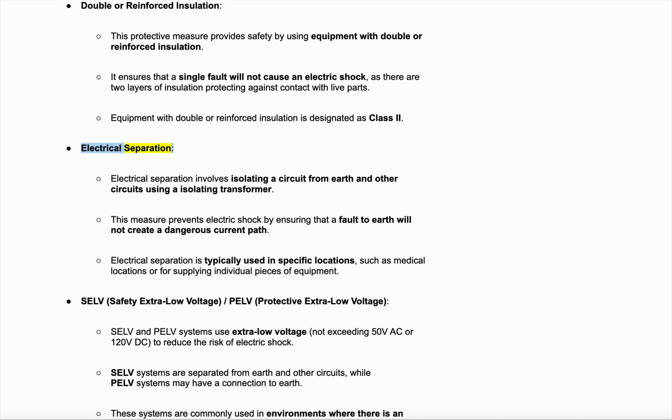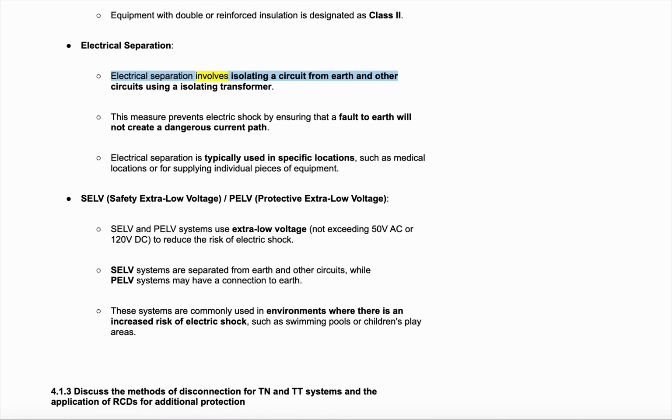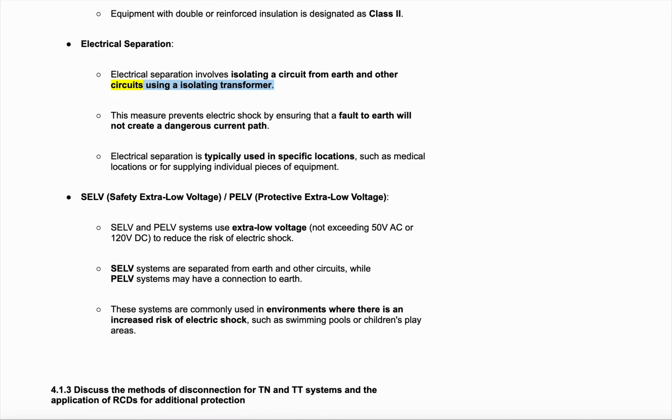Electrical separation. Electrical separation involves isolating a circuit from earth and other circuits using an isolating transformer. This measure prevents electric shock by ensuring that a fault to earth will not create a dangerous current path. Electrical separation is typically used in specific locations, such as medical locations, or for supplying individual pieces of equipment.